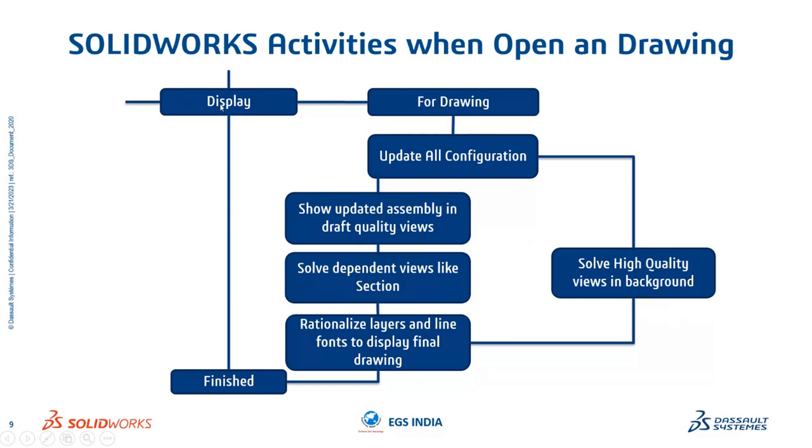The assembly files have been opened, and then for the drawing files, first of all, it will update all of the configurations which are associated with that particular drawing, and then shows updated drawing assemblies in the drafted view qualities. And then the solved dependent views like section views and broken out views have been updated. And side by side, the high quality views are solved in the background. And finally, the layers and the line fonts to display the final drawings. So this is how the drawing file opens.